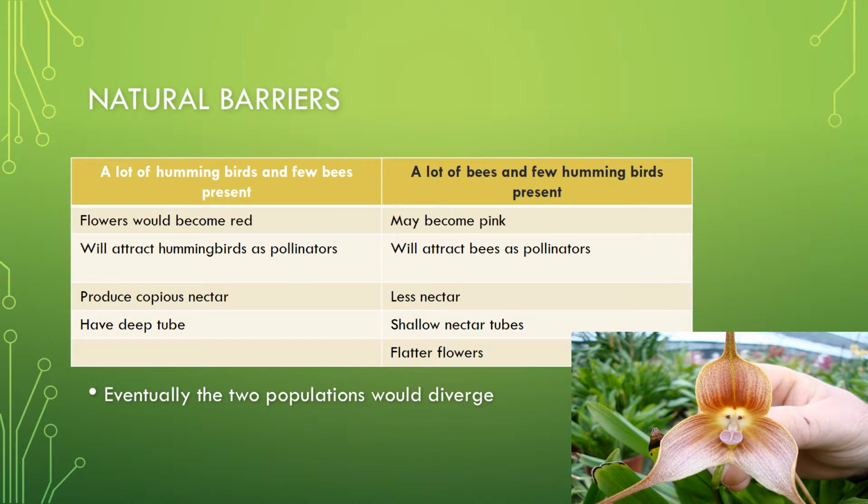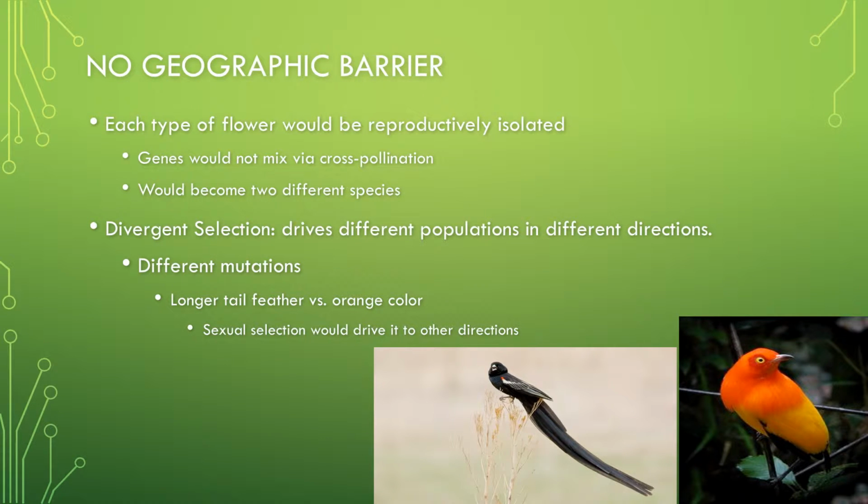Different mutations affecting male behaviors could appear in different places. Let's say longer tail feathers versus orange color in one population. Eventually, females of one population would prefer males with long tail feathers, and the females in the other population would prefer males with orange feathers. This allows for the species to have even more differing mating preferences and would prevent them from mixing genes, and later be considered different species.